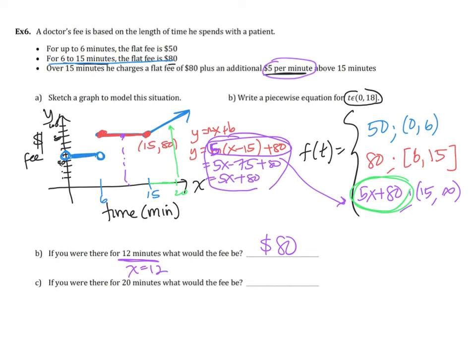And so, oh, my bad. I see a little error here. You guys are probably like, wait, Mrs. Leopold, what are you doing? Negative 75 plus 80 is not 80. It should be plus 5 right here. My bad.